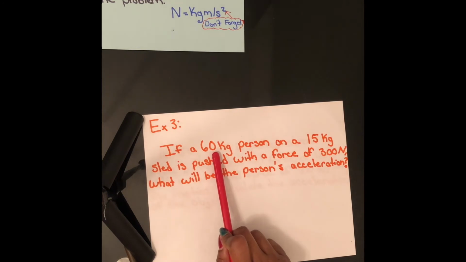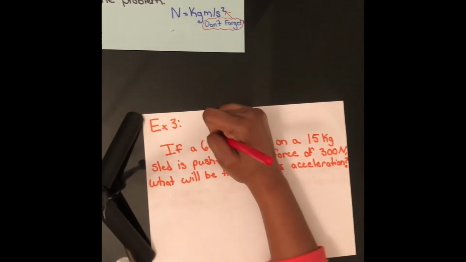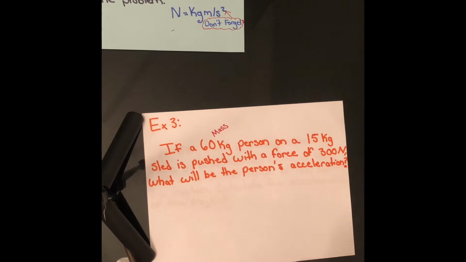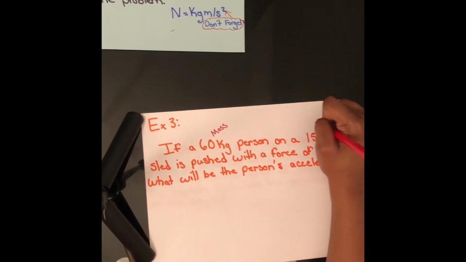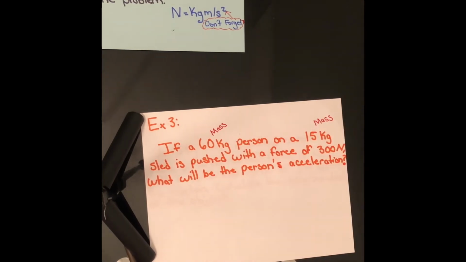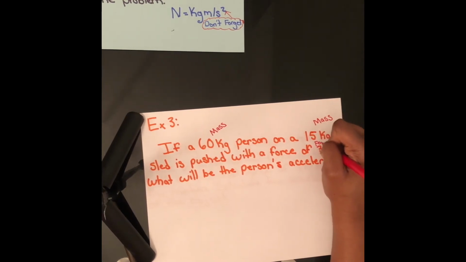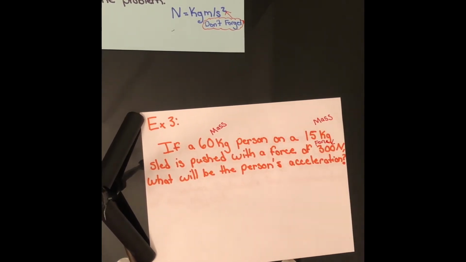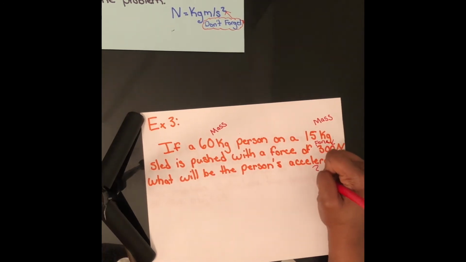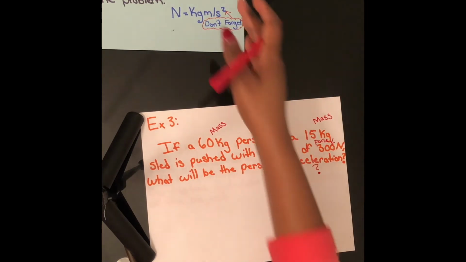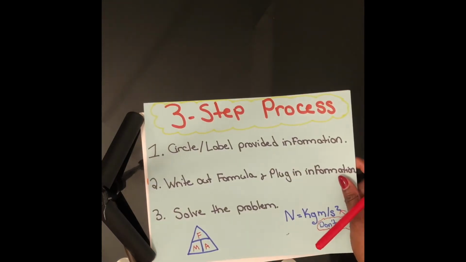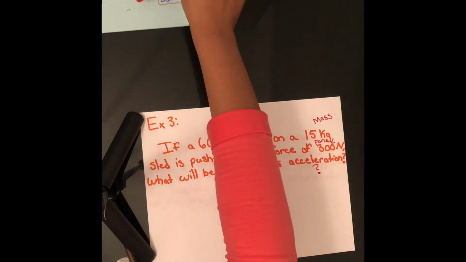I see that we have 60 kilograms. I know that is mass. I also see 15 kilograms on this side. That is also mass. I see 300 newtons. Sounds like force to me. Let me draw a little arrow so I know which one I'm applying to. And what will be this person's acceleration? Find out what we are looking for. So now we're going to write out our formula because that is the second step of our 3-step process.